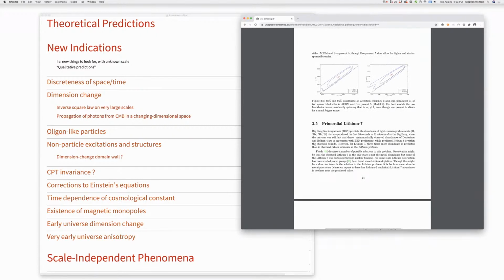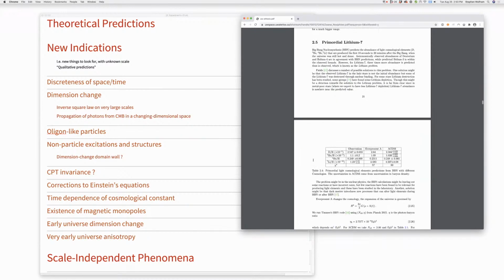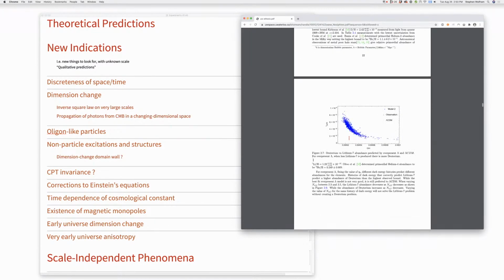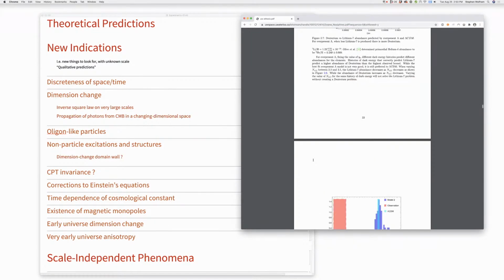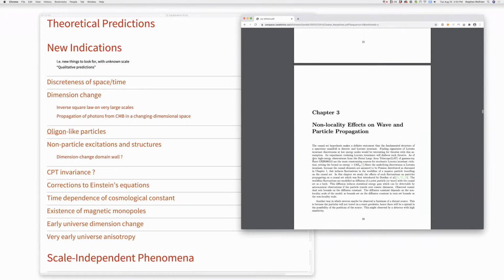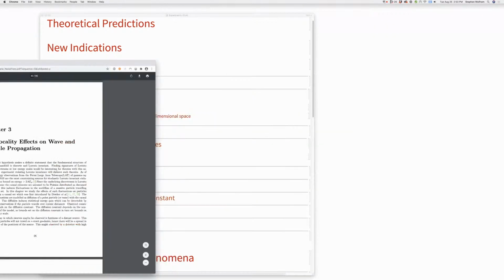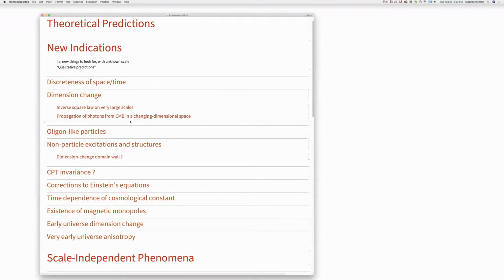Yes. Primordial lithium 7, but so what's the point? There's a change in lambda, which changes the expansion rate of the early universe. And then you could do all kinds of things. Okay, so that's an interesting question. Effects on nucleosynthesis from dimension change.